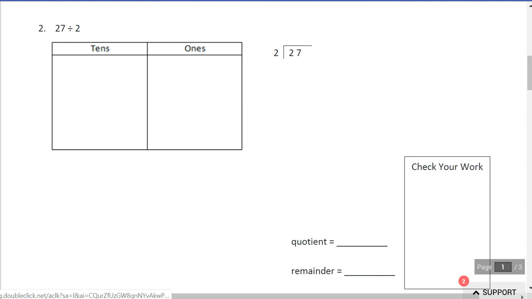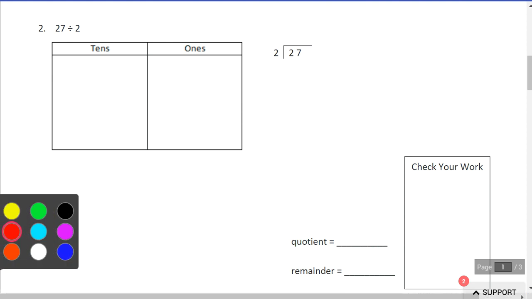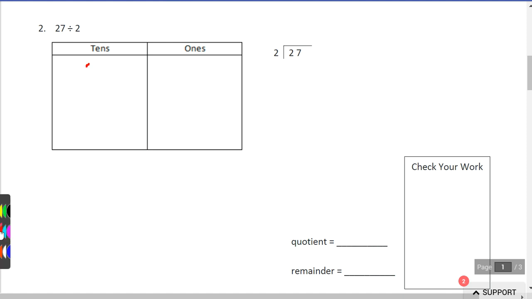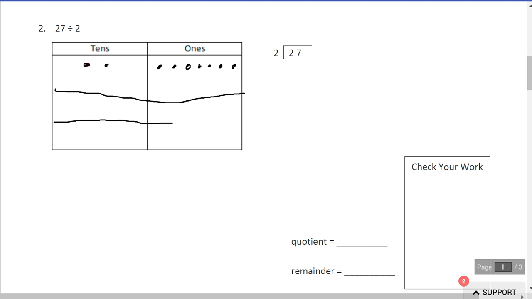Now this time we have tens and ones. Well, let's see what we have to do here. Let's start off with our 2 tens, because 27, we have 2 tens. 2 tens, and 7 ones. 1, 2, 3, 4, 5, 6, 7. And we're going to make that into 2 groups. I'm going to split that into 2 groups.